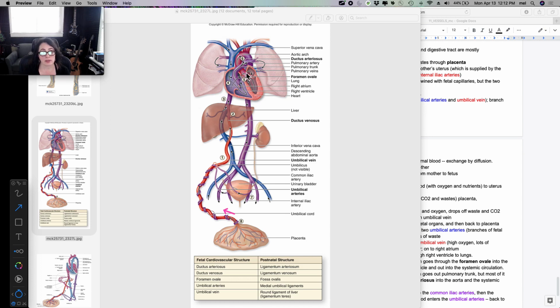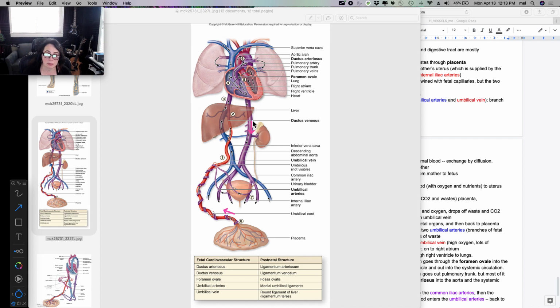The right atrium and the left atrium are going to mix blood via the foramen ovale. Then I go atrium to ventricles. Ventricles pump into the great arteries, which are the pulmonary trunk and the aorta. And then I'm going to mix blood again in the ductus arteriosus. I'm going to deliver blood to the arteries, to systemic circulation.